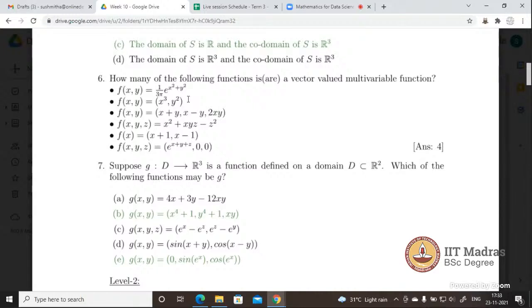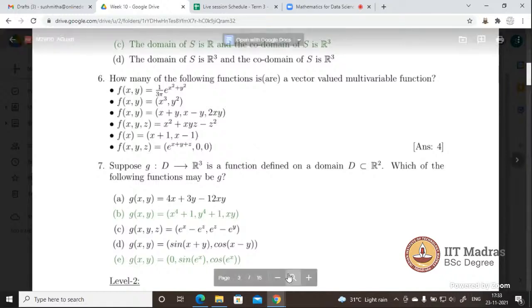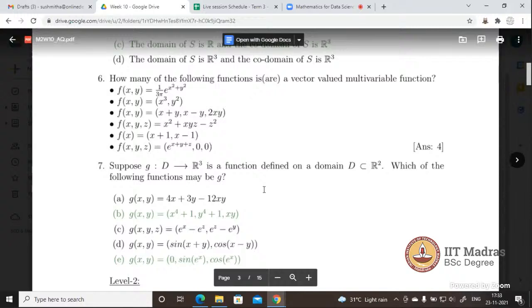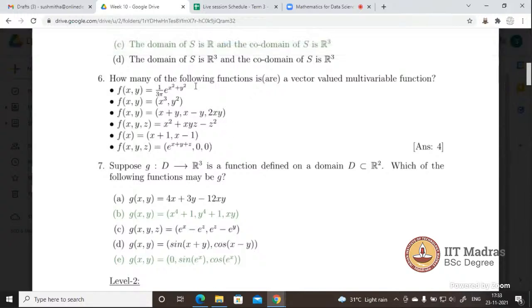Ma'am, here if we look at option 1, it is going from R2 to R1. So n is greater than 1, so it is multivariable. But for a vector valued function, m should also be greater than 1, but here it is 1, so it can't be a multivariable vector valued function. I think only the second option and the third option are multivariable vector valued functions. What about this one?